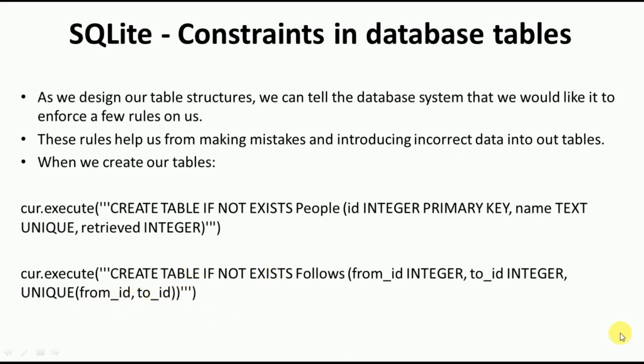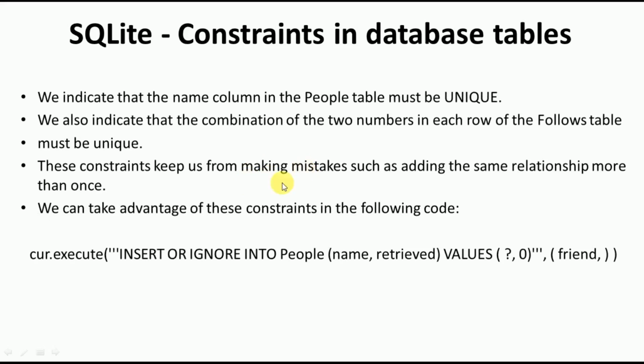So how can we avoid that? We have already included that in our program, and I'll explain how we can do it. That can be done by adding this particular thing. You can see here, while inserting name and retrieved, the name is a unique attribute. When you are inserting this, we use OR IGNORE. What it does is, we try to insert the name and retrieved.